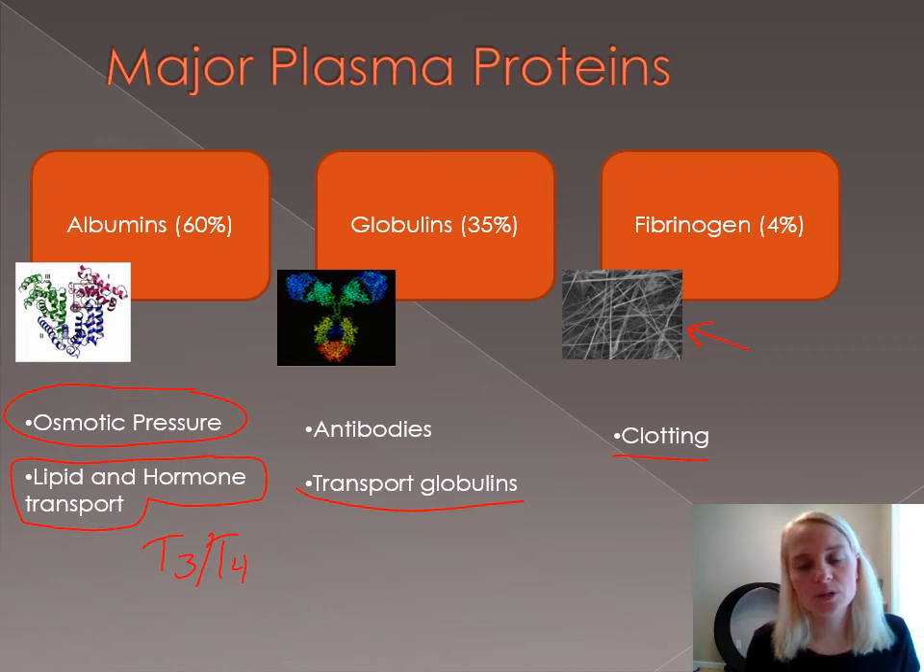All right, and so just a couple of things before I wrap up is talking about the plasma proteins. Most of these come from the liver. About 90% of your plasma proteins are made in the liver. The antibodies are produced by what we call plasma cells, which are differentiated lymphocytes, which are a type of a white blood cell.